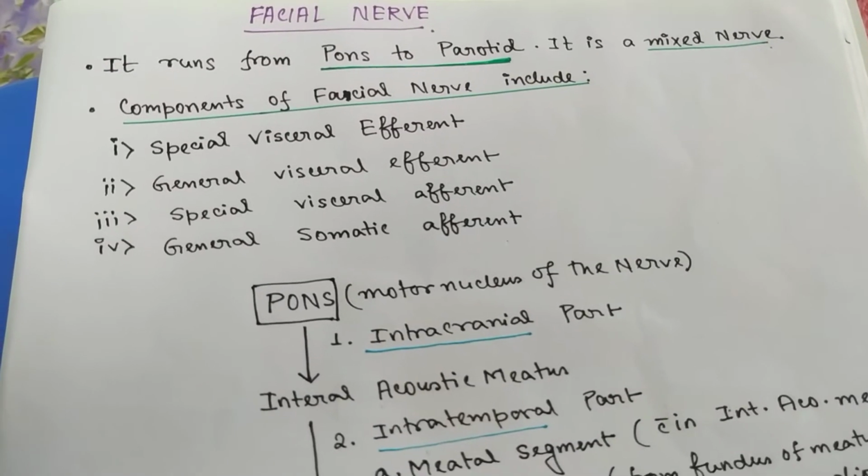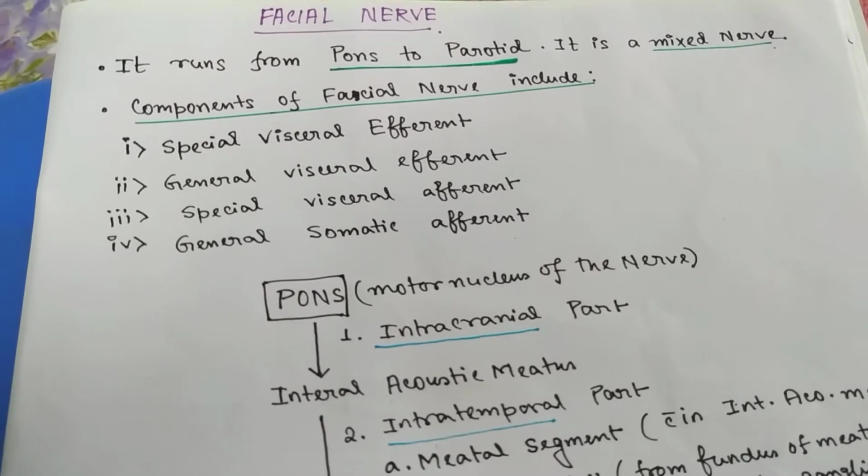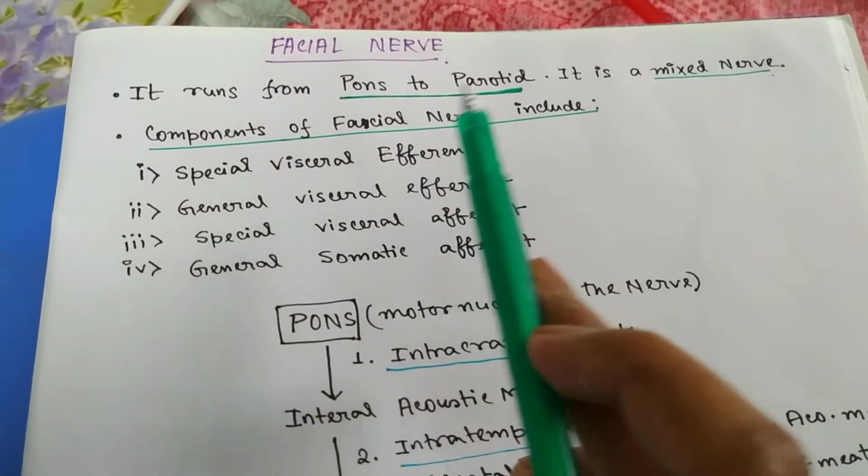Hello everyone. Today we'll revise facial nerve. Facial nerve is the seventh cranial nerve. It runs from pons to parotid, P to P.